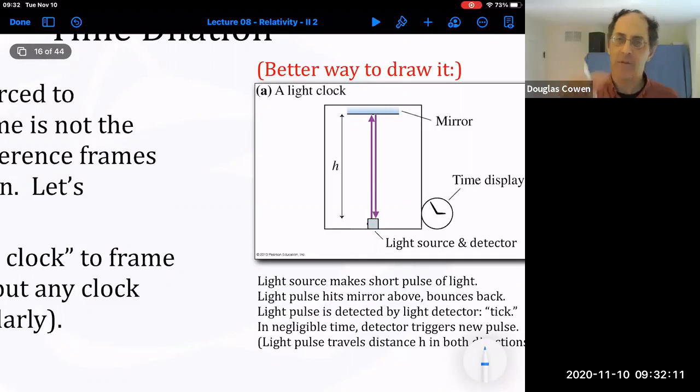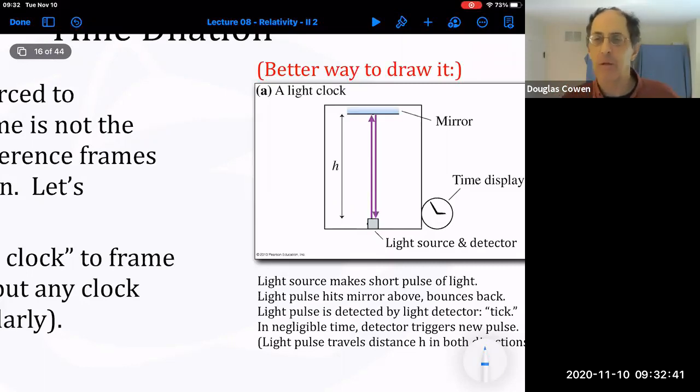So the amount of time it takes for the light source, for the pulse, to go up to the mirror and then back down again and be detected is one tick. And then just to make this a little more consistently like a clock, as soon as the light is detected down there after it bounces off the mirror, a new pulse is generated, and there's no delay in between those two things.